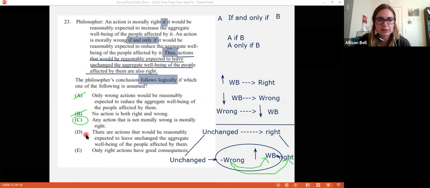Let's look at D. There are actions that would be reasonably expected to leave unchanged the aggregate well-being of the people affected by them. That's another premise booster. We already know that those are out there because we're being told that. Our conclusion is about these actions. So we're not going to question whether or not those actions exist. So we can get rid of that. And then only right actions have good consequences is out of scope. We don't really care about the consequences. So that just leaves us with E.